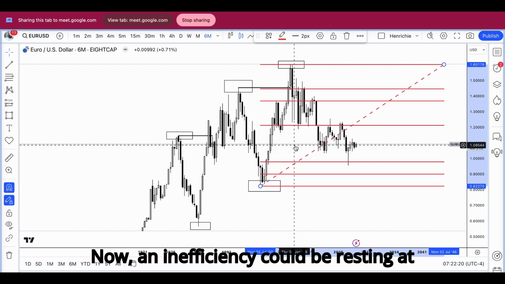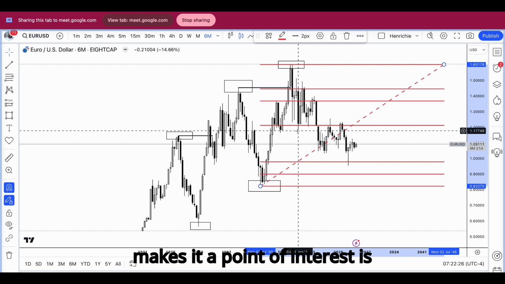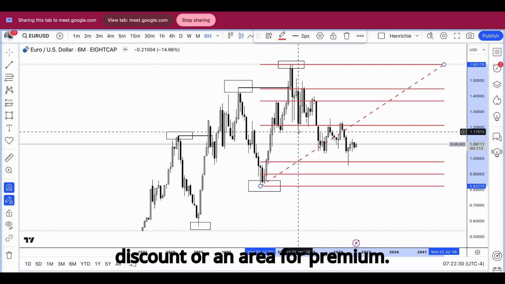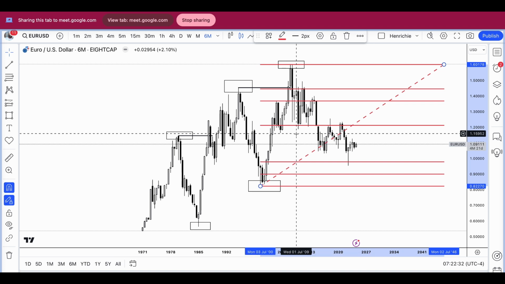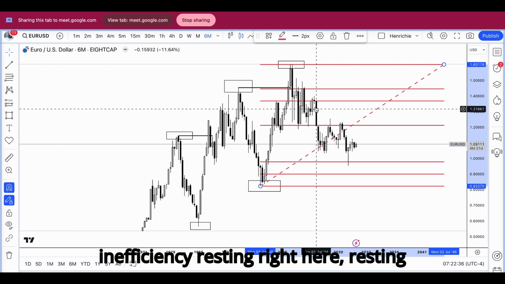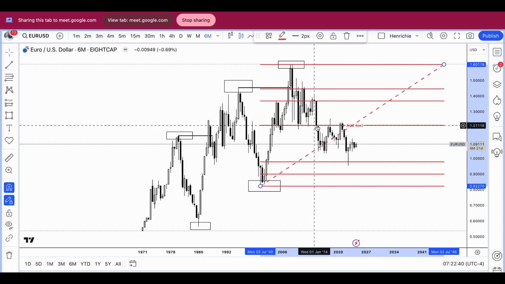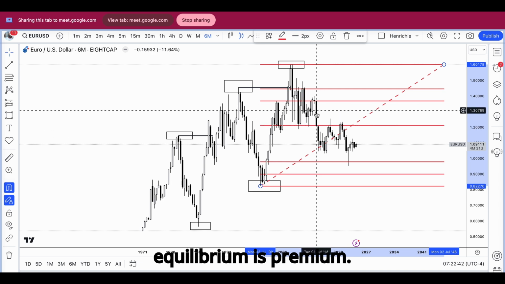Now, an inefficiency could be resting at any place, any key level. What makes it a point of interest is whether that area is an area of discount or an area for premium. Another example, look at this inefficiency resting right here, resting at a premium zone. Anything above the equilibrium is premium.